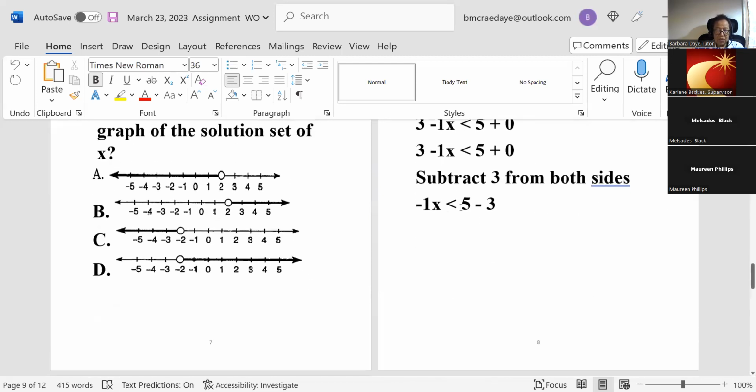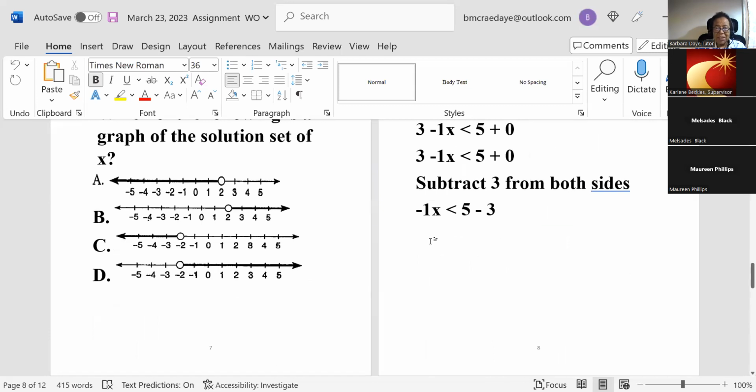Let me just, okay. So this minus 1x, I'll just make it minus x because that's the same as 1. And 5 minus 3 is 2. All right. Now, what do I do?